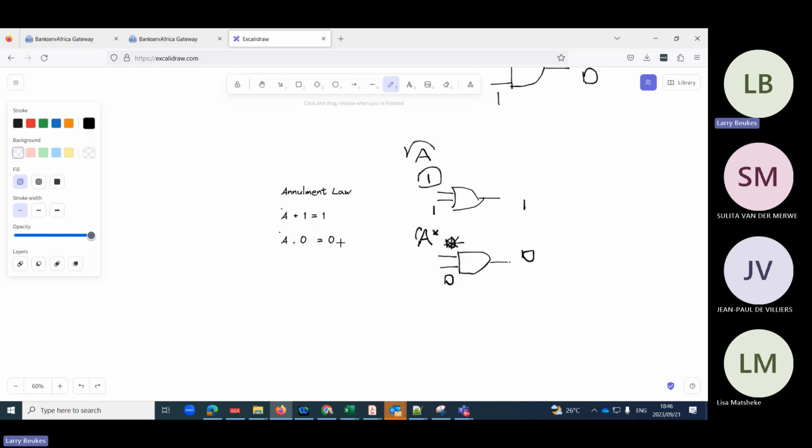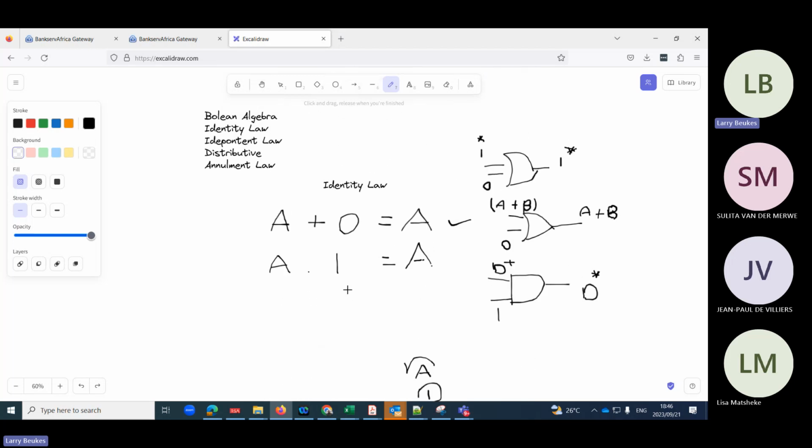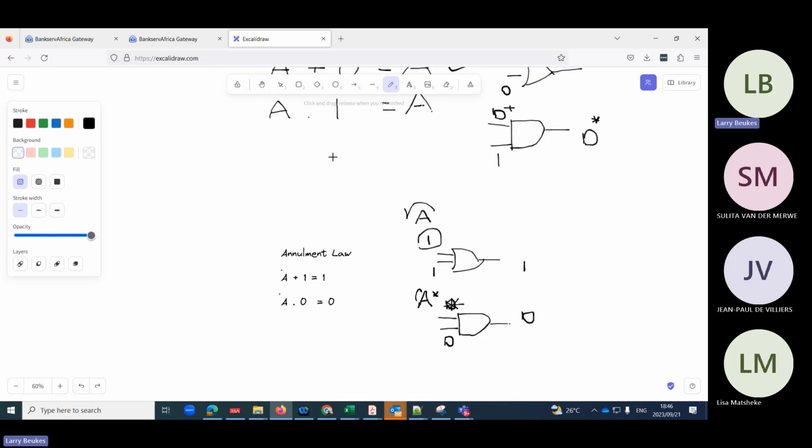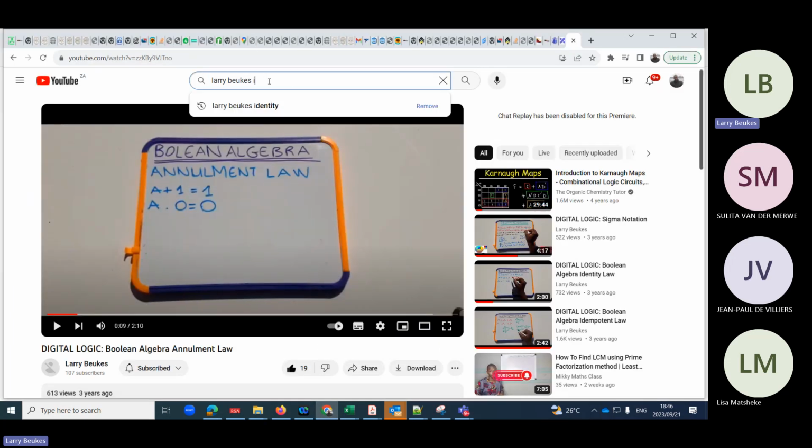Only this matters, right? 1, 1, 0, 0. Okay, that's the annulment law. Then the third one, quickly, idempotent law. Let me just see how I describe the idempotent law.